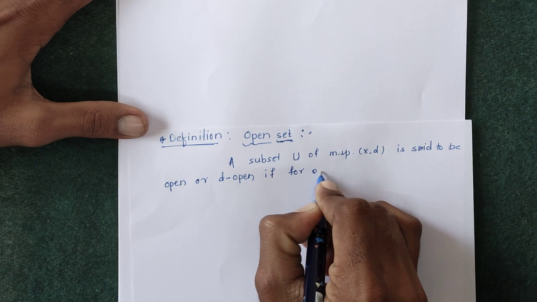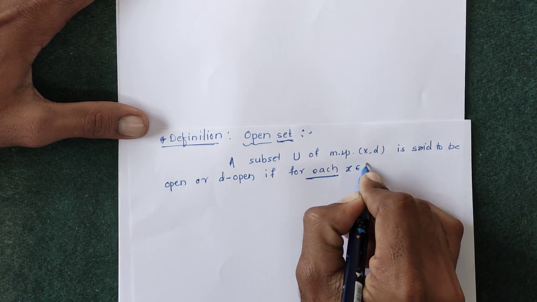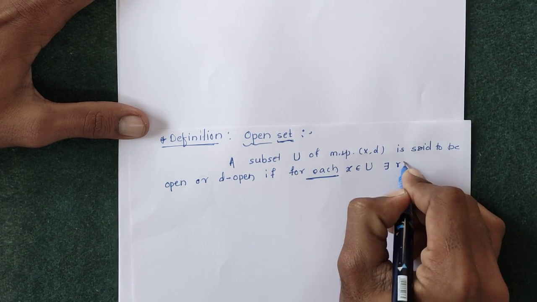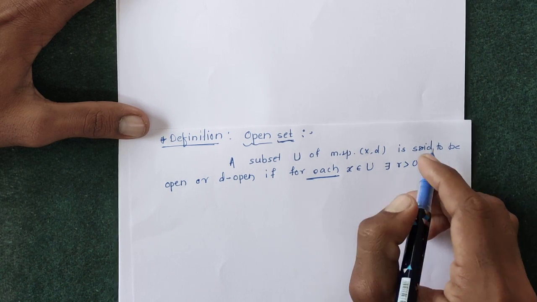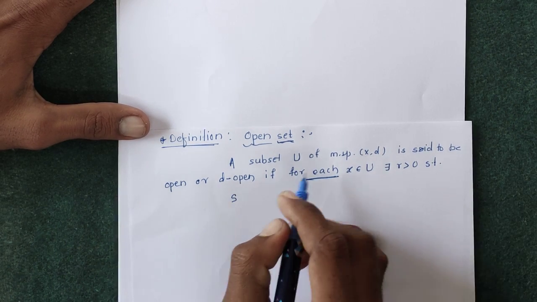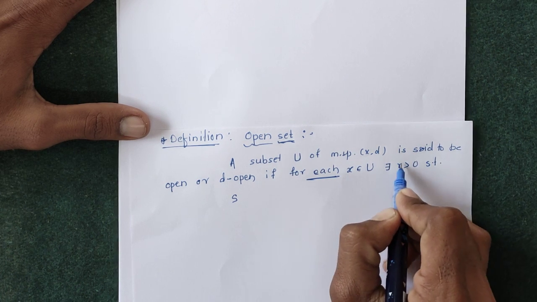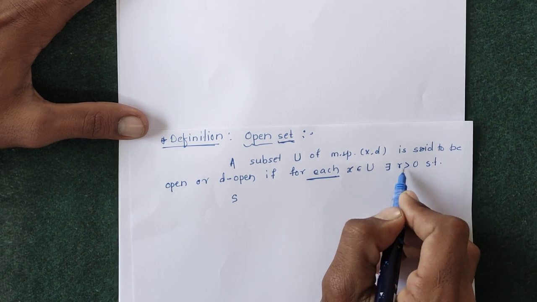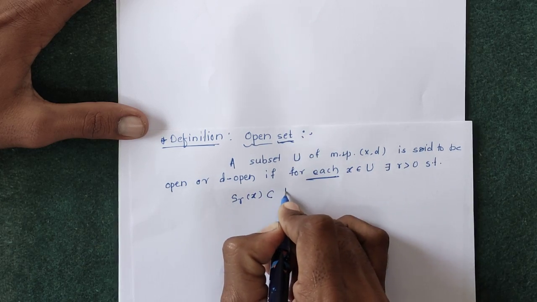for each, underline the word each, if for each x belongs to U, for each x belongs to this set U, there exists any radius which is greater than 0, any r greater than 0, that is there must be at least one r greater than 0 such that S_r(x), that is if you take any element x belongs to U, there must exist a radius r greater than 0 such that the open sphere centered at x with that radius r must totally be contained in U.